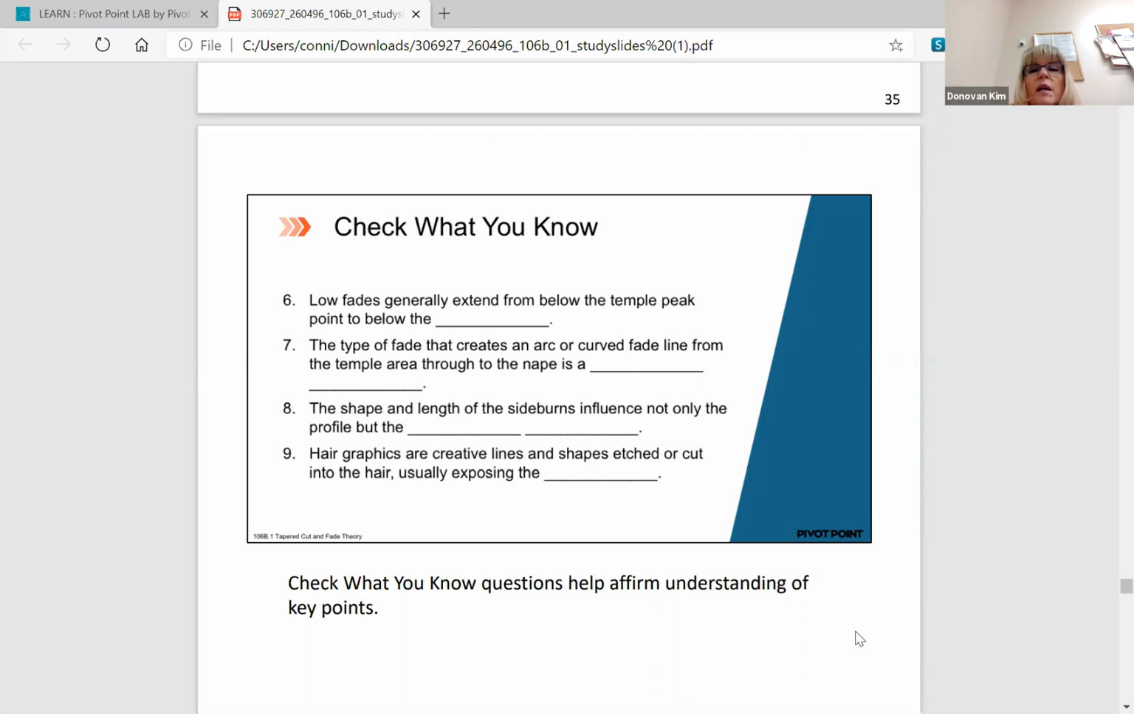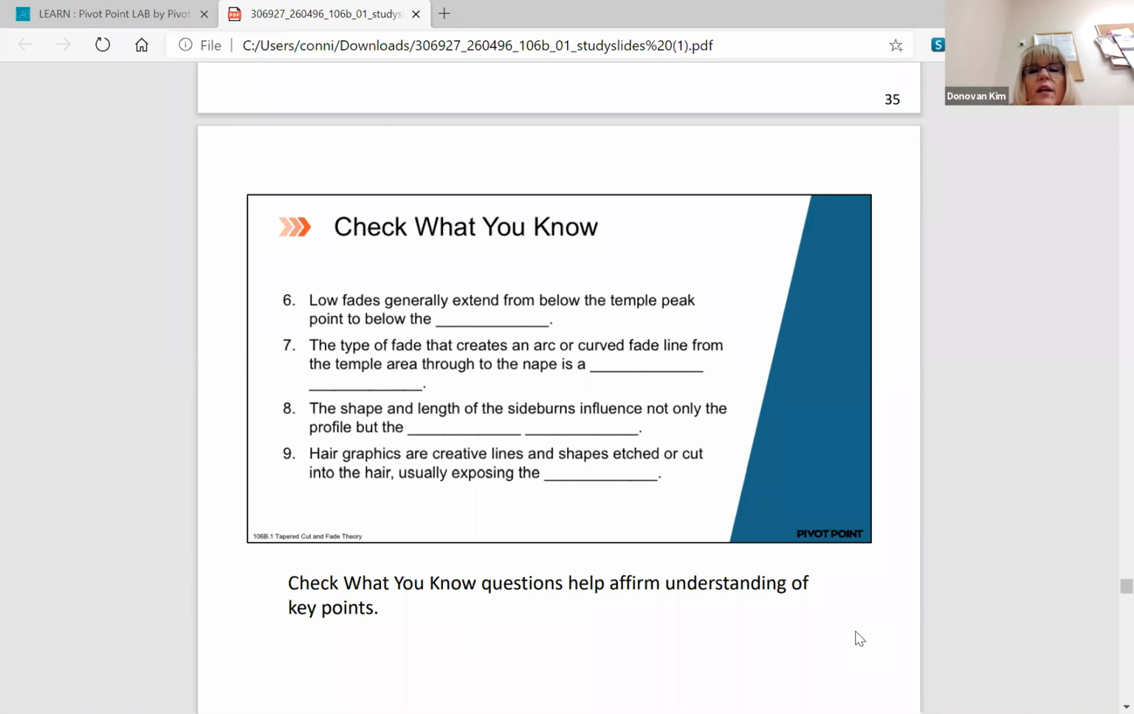That's probably... do you know, Alejandro? No, I'm going to say it's a drop fade. The shape and length of the sideburns influence not only the profile, but the, ooh, that's a tricky one.